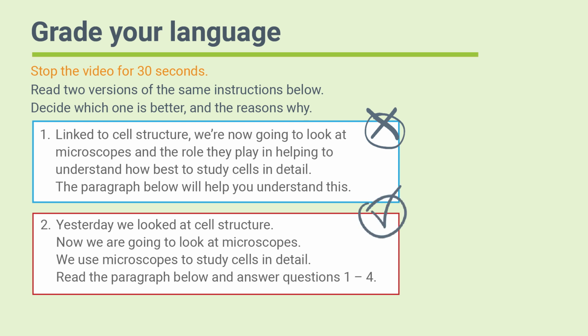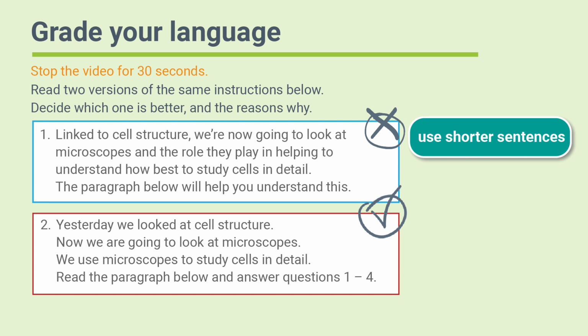Number 2 is much better and clearer. Here's why. Number 2 uses shorter sentences, each containing one piece of information. The first instruction is all one sentence and includes too much information. The syntax is also overly complex. Number 2 is concise. Example 1 includes a lot of fluff which doesn't hold meaning. Extra words make it more difficult for learners to find the key instructions.